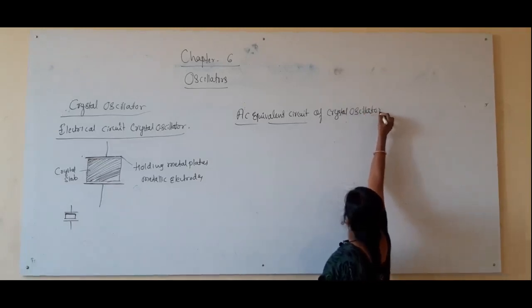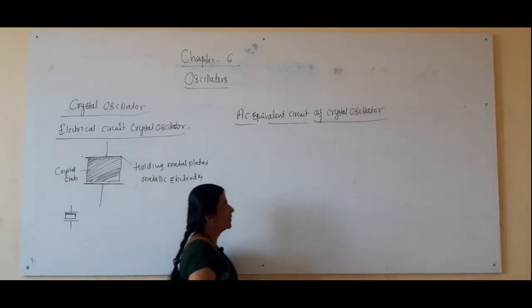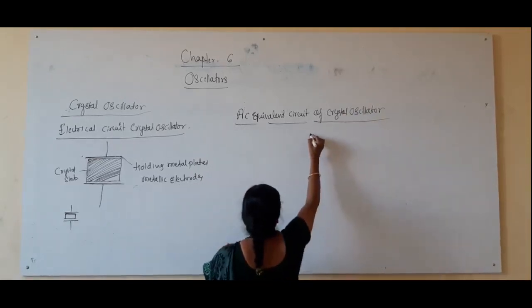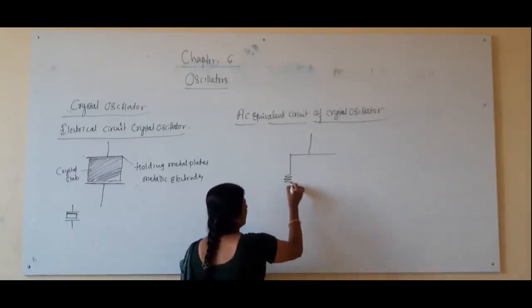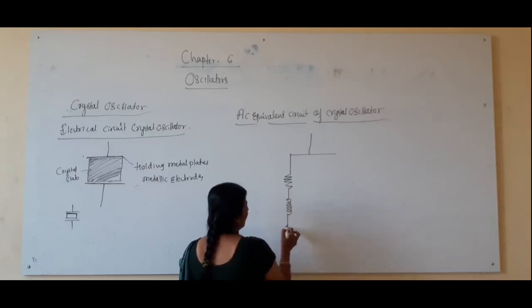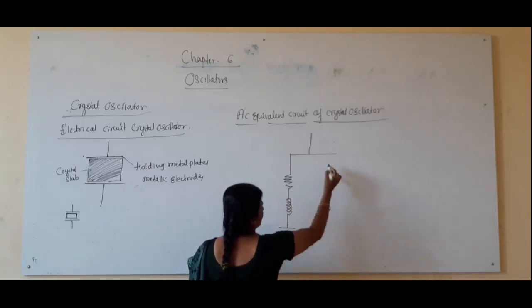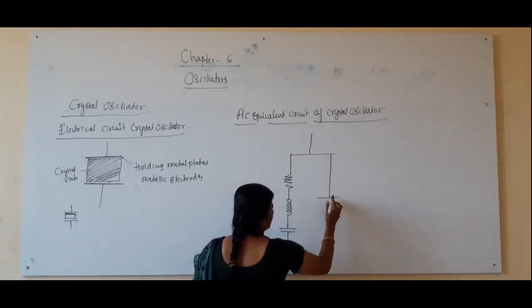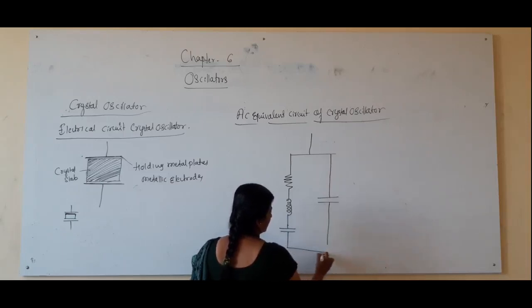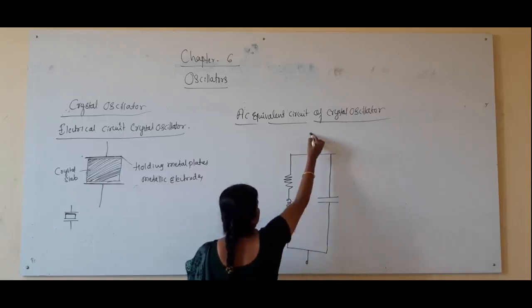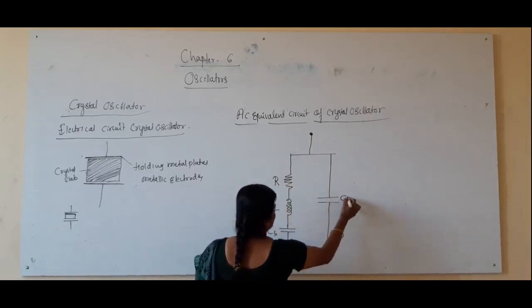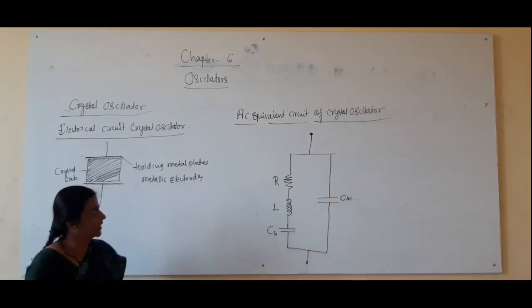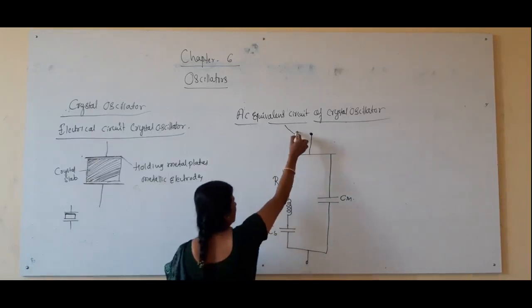AC equivalent circuit of crystal oscillator. This electrical crystal itself behaves as an electrical circuit internally. It consists of a resistor. The electrical equivalent circuit of a crystal oscillator is shown like this.